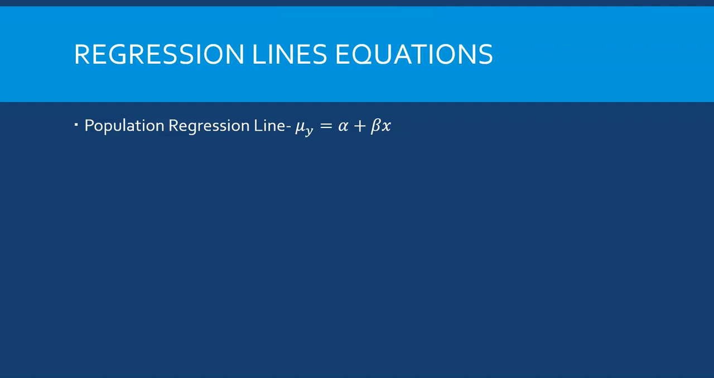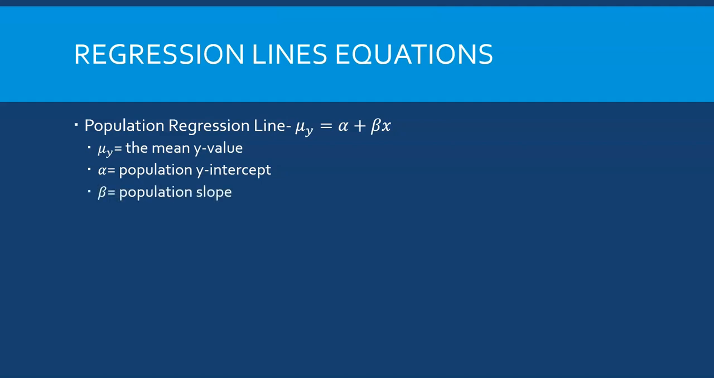Again, that is mu of y equals alpha plus beta x. Make sure you don't write those down as a's and b's. Those are alphas and betas, okay? Now, mu of y represents the mean y value for my population. This is the average of all of the y values for the population. And because it's the mean y value, that's why we're doing a t-interval here. Alpha represents the y-intercept of my population, and beta is the slope of my population.